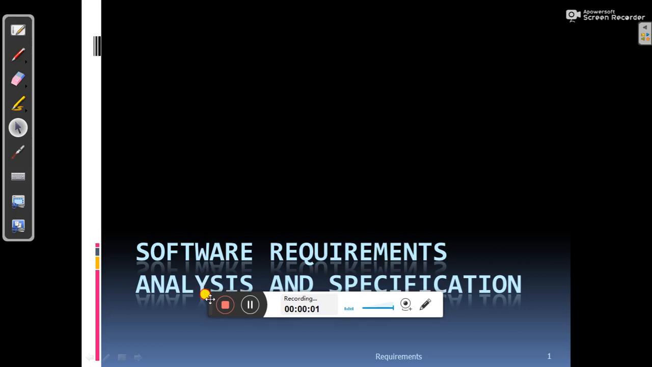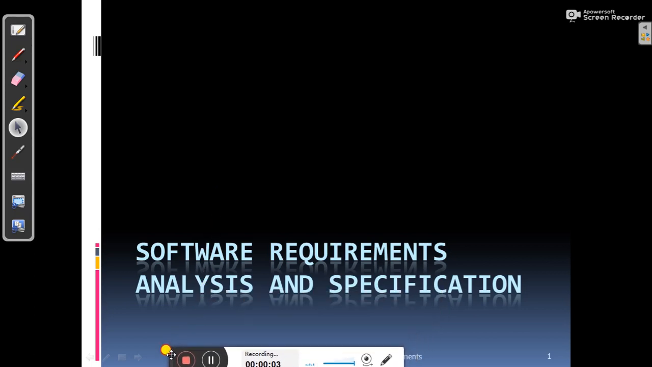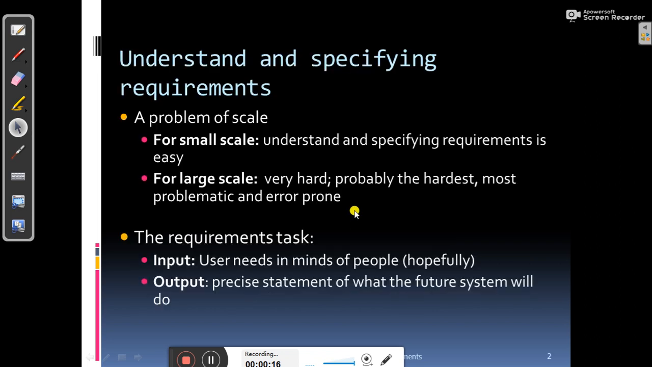In this video, I am going to talk about a few details about software requirement specification. In short, we call it the SRS document. Okay, so we need to understand and specify the requirements that are going to be needed in our project.